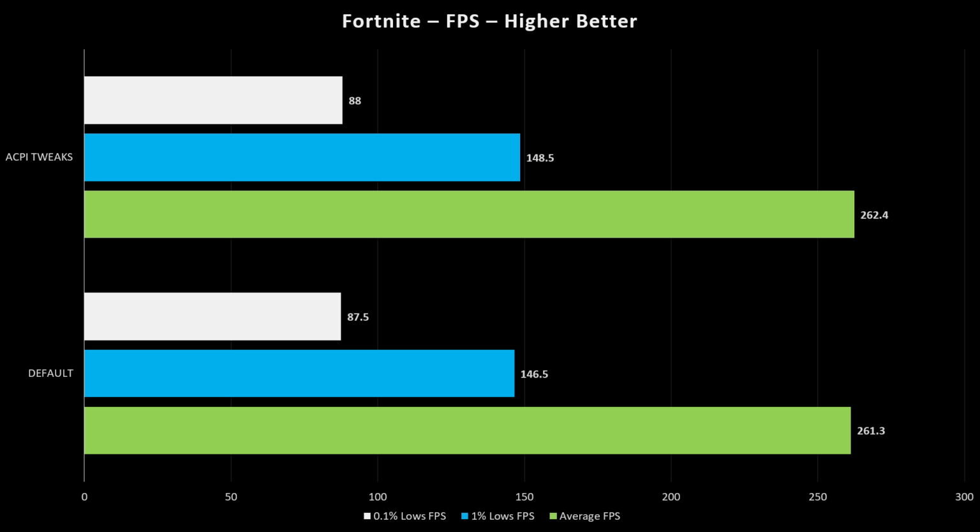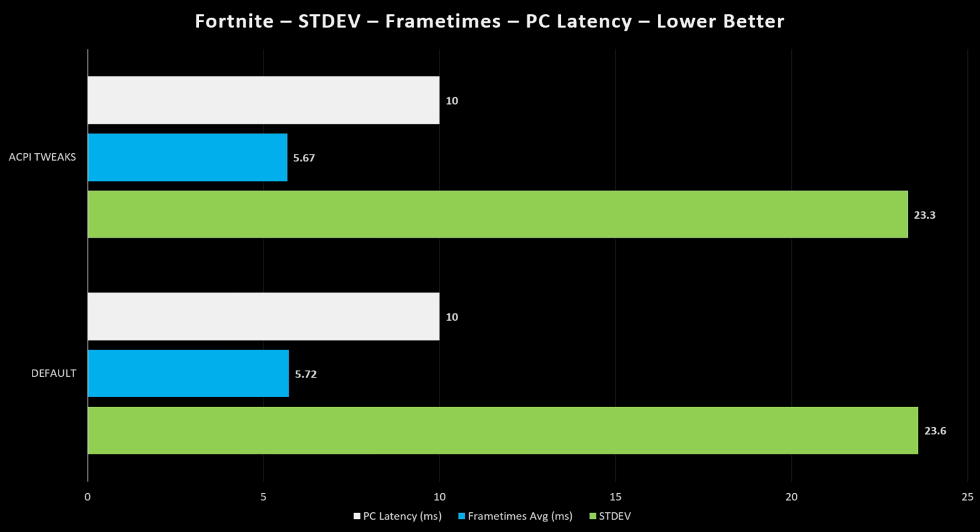Now let's move to the FPS part in Fortnite. The FPS are the same at all. Average, 1% low and 0.1% low are actually the same. We can't say that we have some improvement or worse results. It's actually the same. Frame time, standard deviation, and PC latency are actually the same. Again, we can't say that we see an improvement.